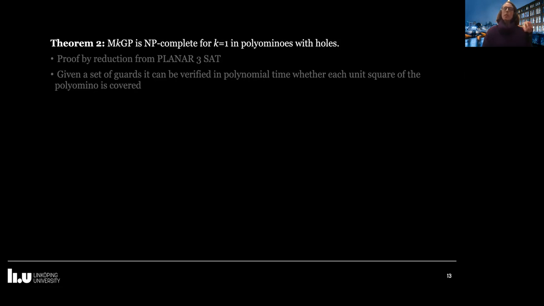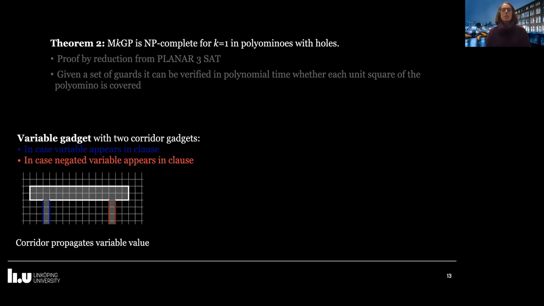Again, we will construct variable gadgets connected to corridors, and the corridors will propagate our truth assignment and will have clause gadgets. So the variable gadget here is a very simple one. It's just a 2 by n box. Again, we have those different corridors, which we can connect several of.